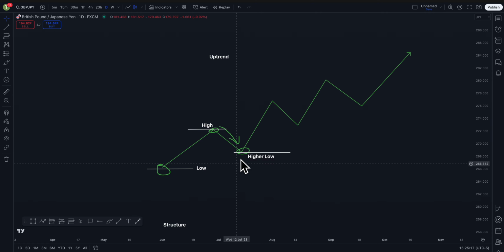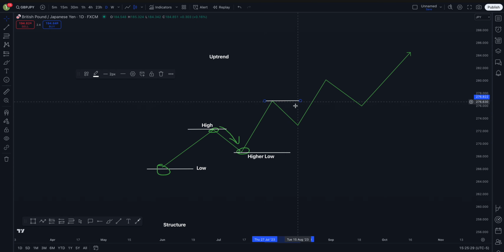So if this is a higher low, and then price pushes up past the previous high, and then reaches to this point before getting exhausted again, what do we call this high? Comment in the comment section below. What would you call this high?